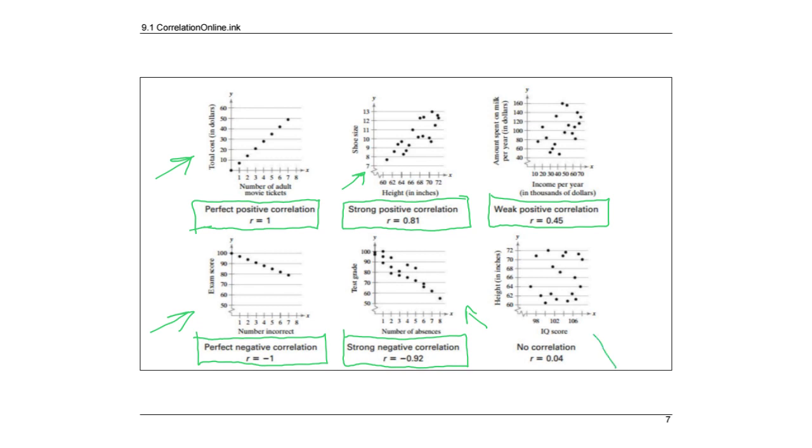And then finally, this last one is all over the place. You could almost put it in an S, but that's not a function. So we're going to say no correlation on this last one because the points are all over the place. Also, R is equal to 0.04. It's almost 0, and so that is going to be deemed no correlation.